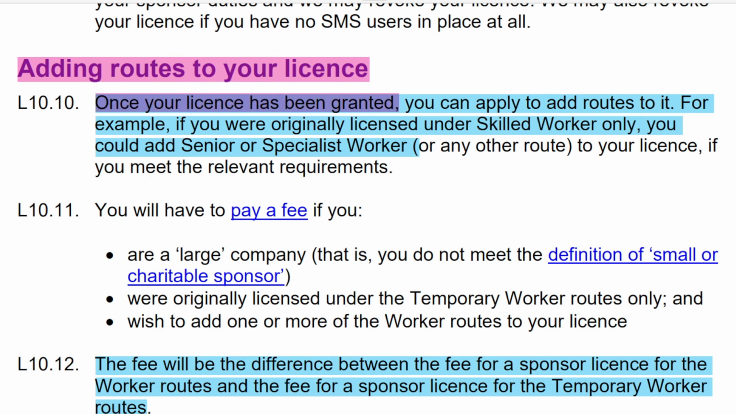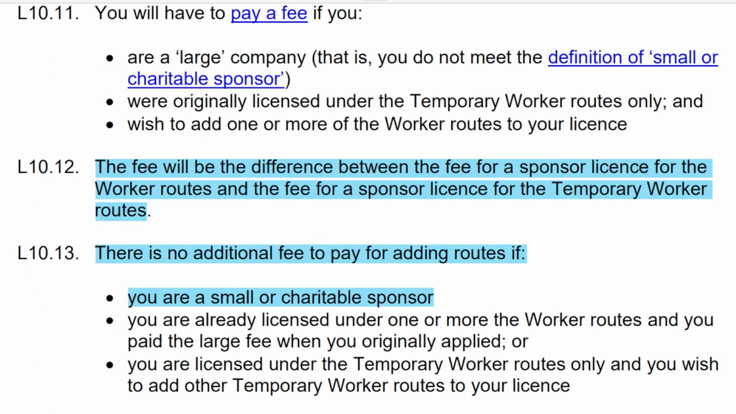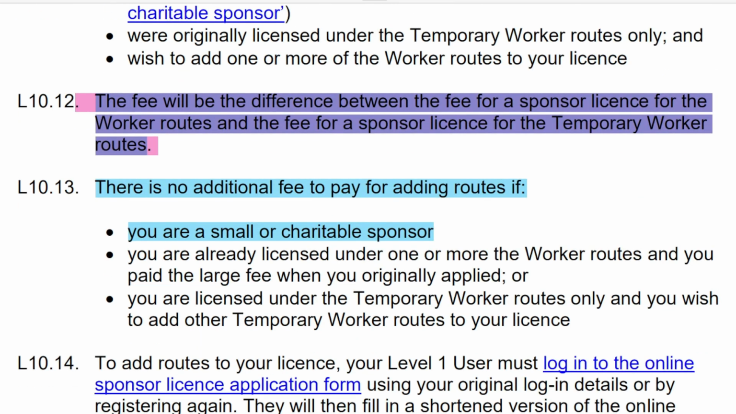Now let's discuss adding routes to your license. Once your license has been granted, you can apply to add routes to it. For example, if you were originally licensed under the skilled worker route only, you could add senior or specialist worker. The fees will be different between the fees for a sponsor license for the worker routes and the fees for a sponsor license for the temporary worker routes. So there will be different fees for each type of route you have applied for.